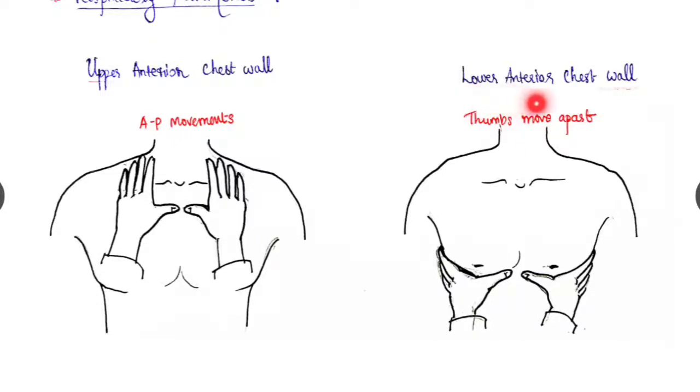Next is the lower part of the anterior chest wall. We have to keep the hands below the level of the nipple and thumbs horizontal, and we have to check how far apart or how equally the thumbs are moving apart, and that gives the comparison between the two hemithorax movements.